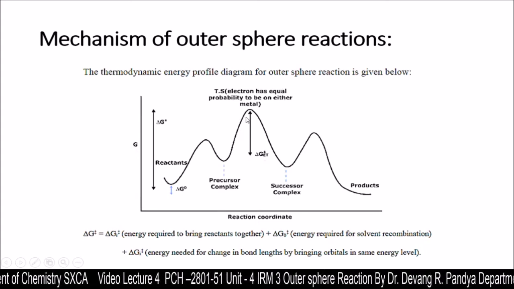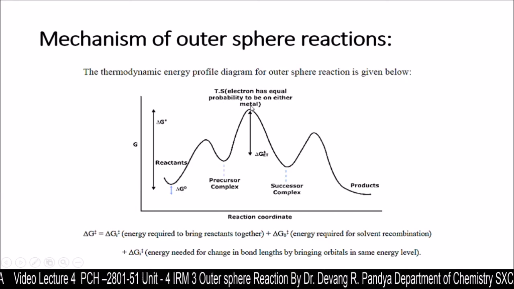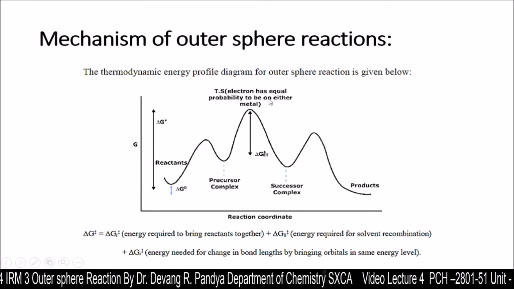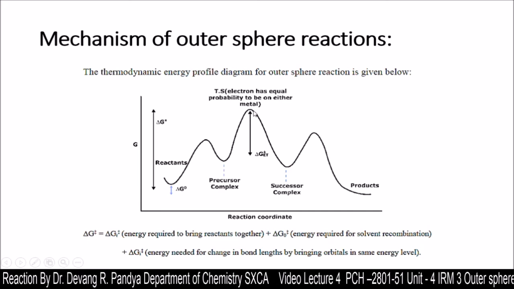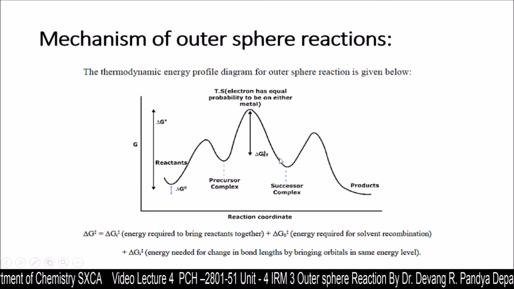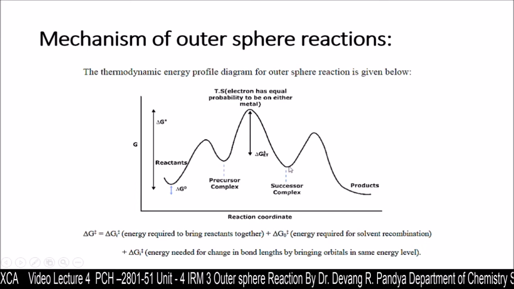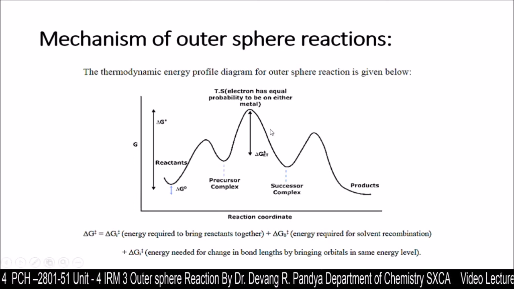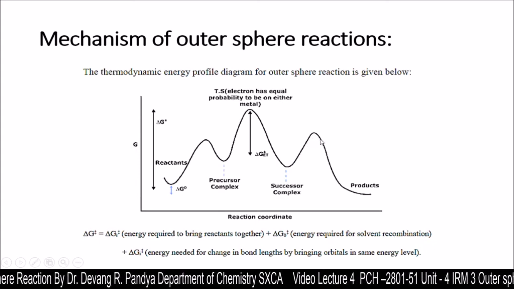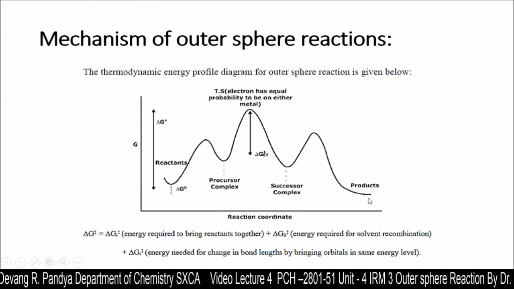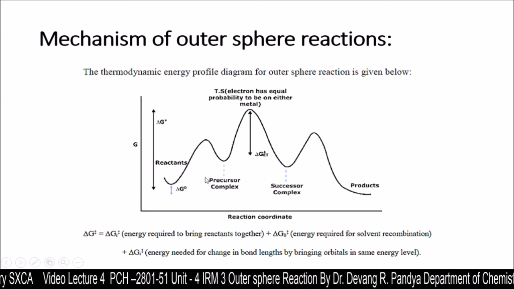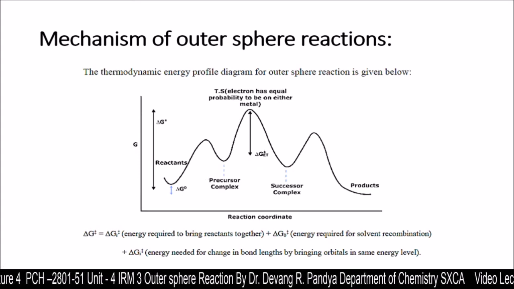That's why it is delta G_ET, and it reaches the transition state, where the electron has equal probability to enter into either metal, but it will enter from one metal to the other when the energy drops and reaches the successor complex. And after the successor complex, the dissociation takes place. When the dissociation takes place, the energy increases a little bit again, and then when the complete dissociation takes place, we are going to get the product. So that is the energy change associated with this outer sphere ET, or electron transfer, reaction mechanism.